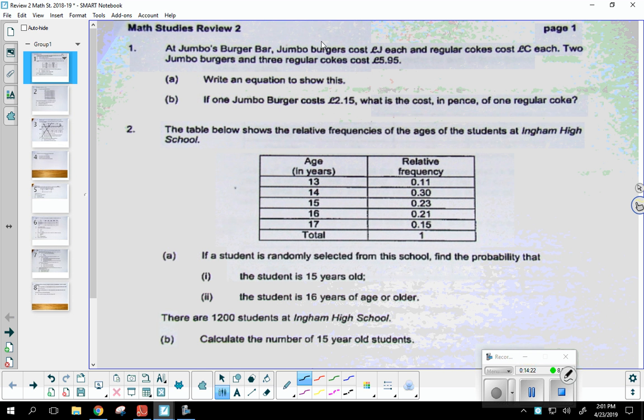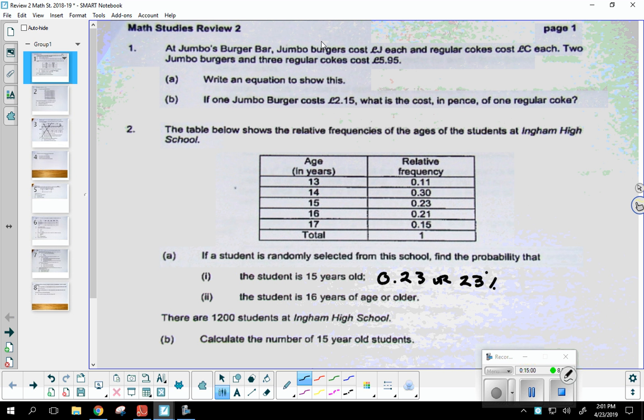Number 2. The table below shows the relative frequencies of the ages of the students at Ingham High School. What's relative frequency? Is that like the percentage? That's the percentage, yes. So I know however many 13-year-olds in the school, it represents 11% of the population and so on. If a student is randomly selected from this school, find the probability that the student is 15 years old. So it'd just be 0.23 or 23%.